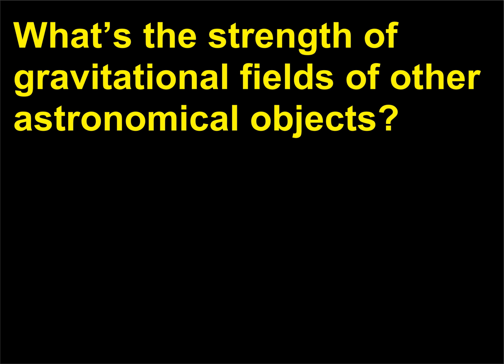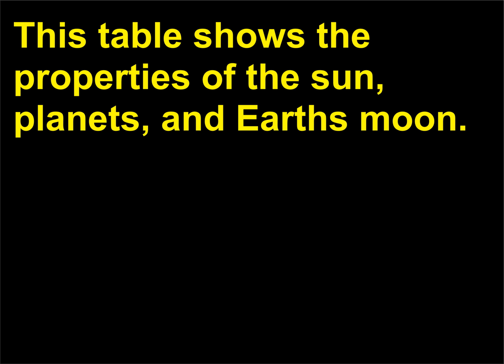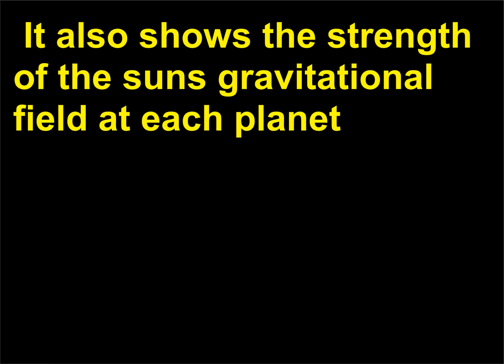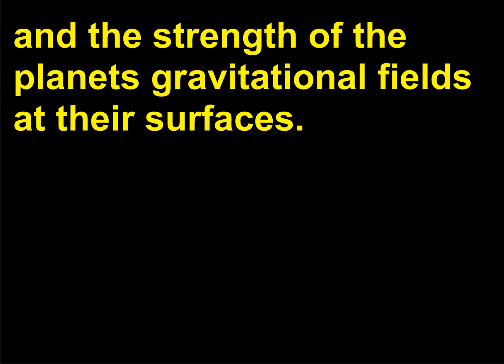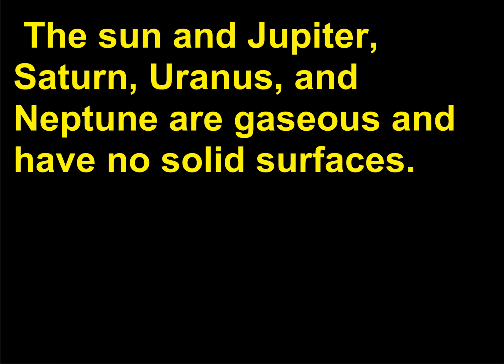What's the strength of gravitational fields of other astronomical objects? This table shows the properties of the Sun, planets, and Earth's moon. It also shows the strength of the Sun's gravitational field at each planet, and the strength of the planets' gravitational fields at their surfaces. The Sun and Jupiter, Saturn, Uranus, and Neptune are gaseous and have no solid surfaces.